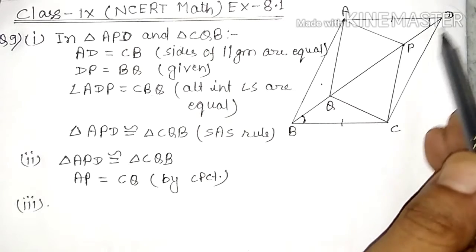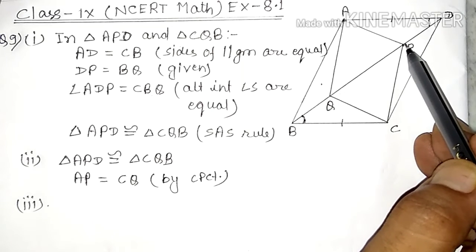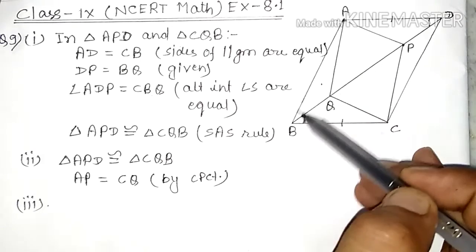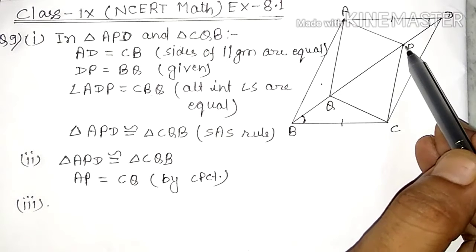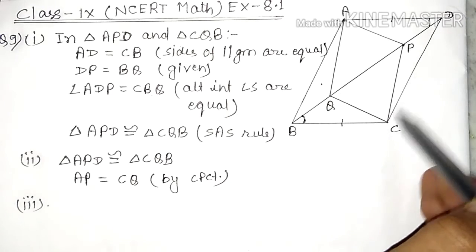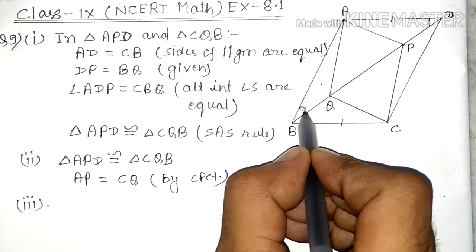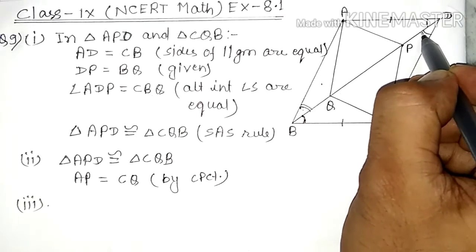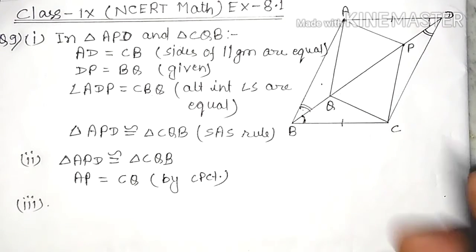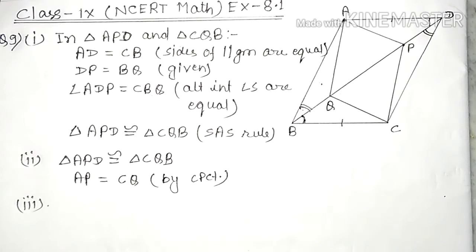BQ is equal to DP. It is given in the question. And angle ABQ is equal to angle CDP, this angle, alternate interior angle. This angle is equal to this angle, alternate interior angle. So we can say that both the triangles are congruent by SAS congruency rule.